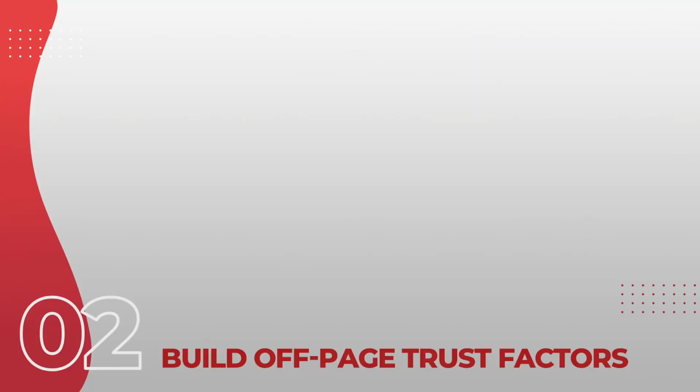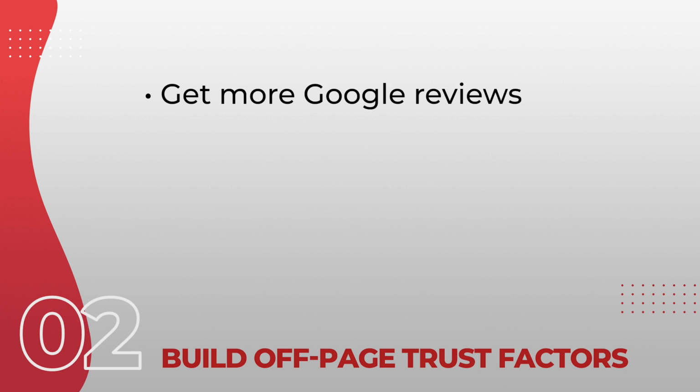So once you have your foundational pieces set up, and now we've optimized your website and we've built some decent content, we need to start building some off-page trust factors. The number one thing that I would recommend doing is increasing reviews on your Google business profile, especially when we're talking about local SEO. Having a lot of 5-star reviews will definitely help you.